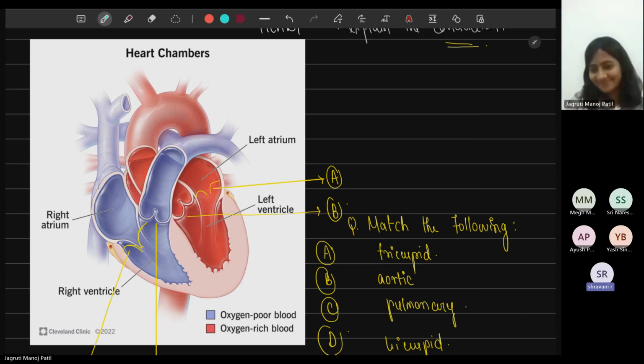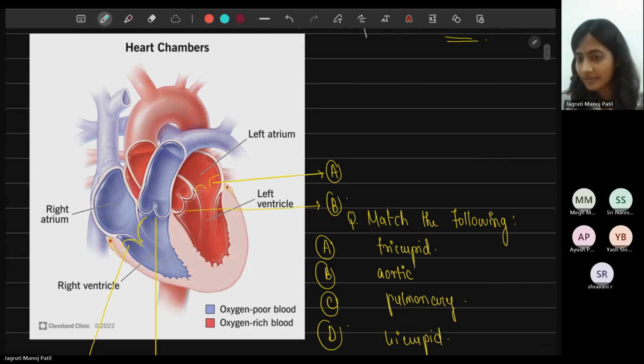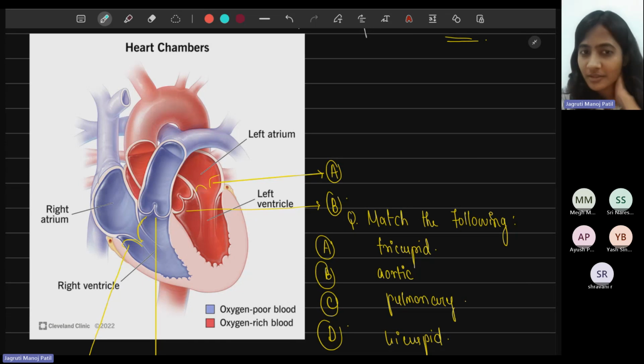First, it enters the right part of the heart. Okay, then. Are you speaking something? It's not audible actually. First, it enters from the right side. So it goes to the atrium and the ventricle. Then where does it go?